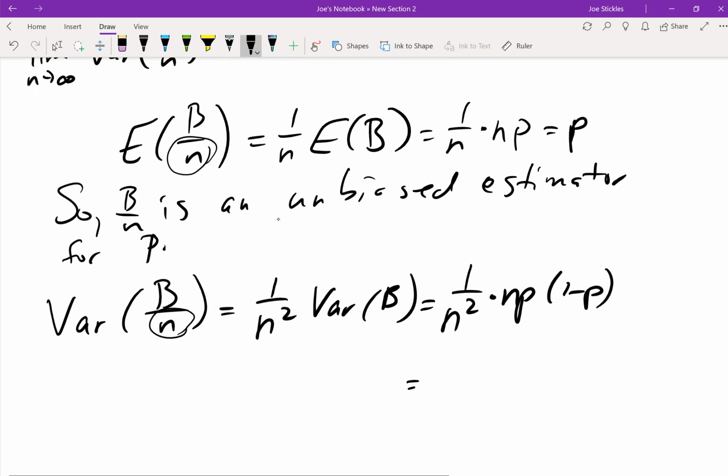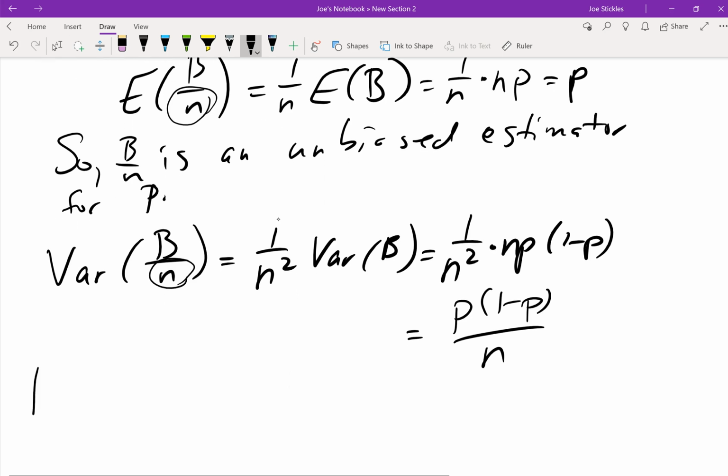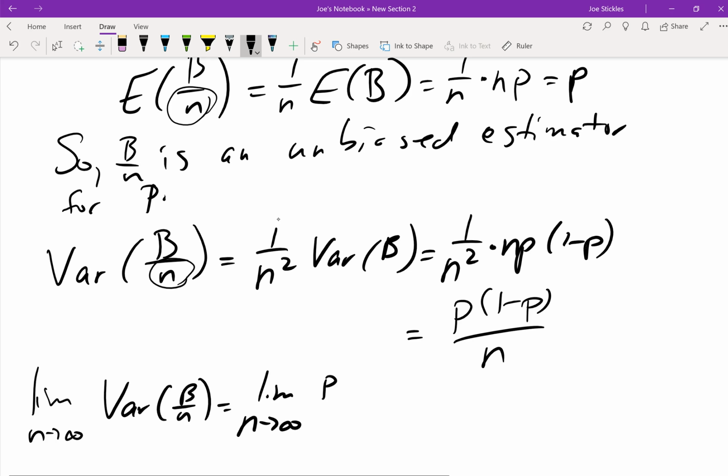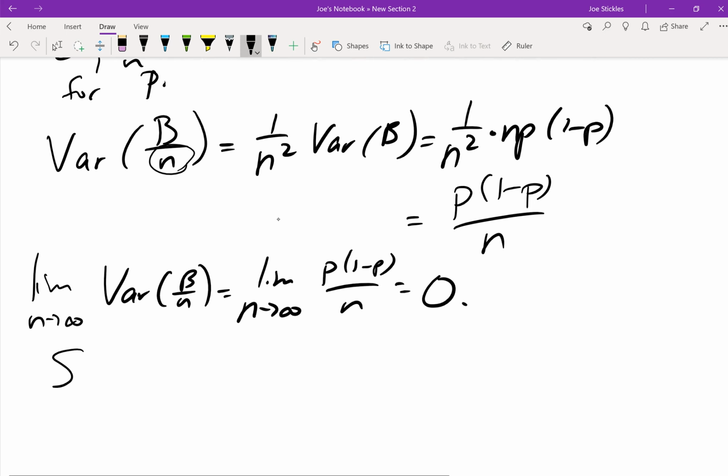So we get P times 1 minus P over N. That should look familiar for confidence intervals for proportions. Right? That's our standard deviation, isn't it? Or the square root of that is our standard deviation. So if we do the limit now as n goes to infinity of the variance, well, P is a fixed parameter, so as n gets large, what does that limit go to? 0. Good. Which was what we wanted. So that tells us that it's a consistent estimator for P.